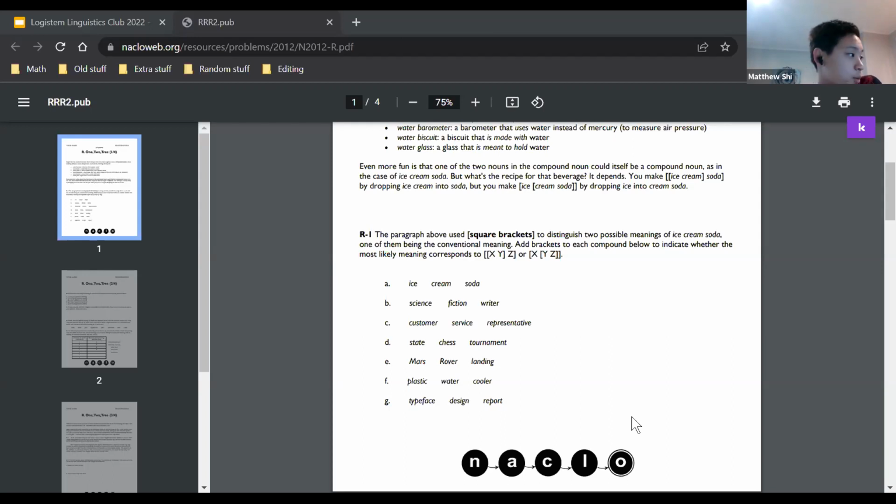For the Mars rover landing, I disagree. The Mars rover is one unit, and then the landing is what's happening. So it would be [Mars rover] in brackets, then landing. You understand? And plastic water cooler, also self-explanatory: a water cooler that's made out of plastic. Typeface design report, also kind of self-explanatory.